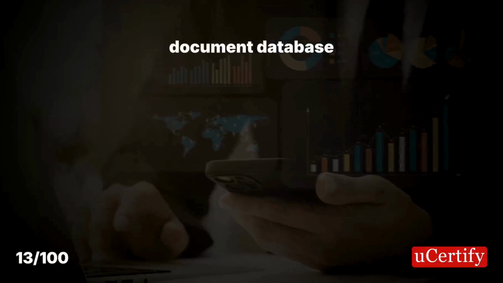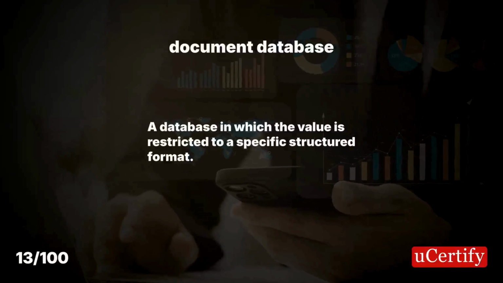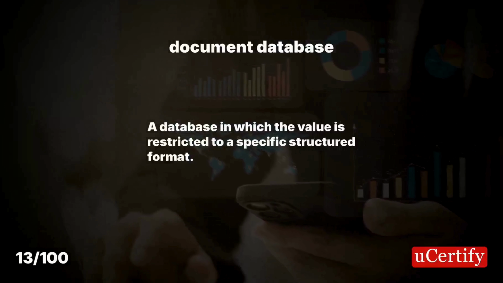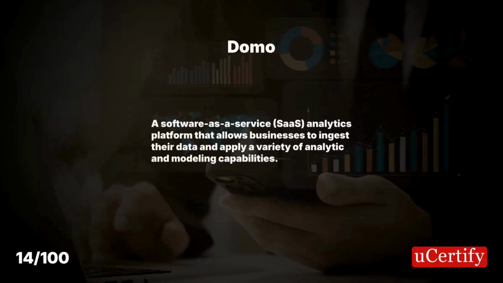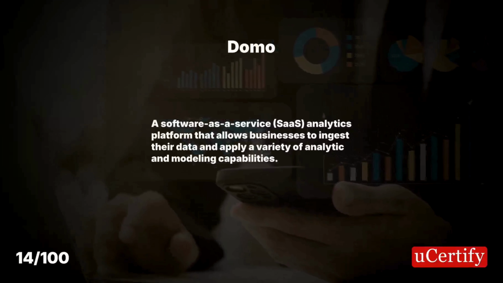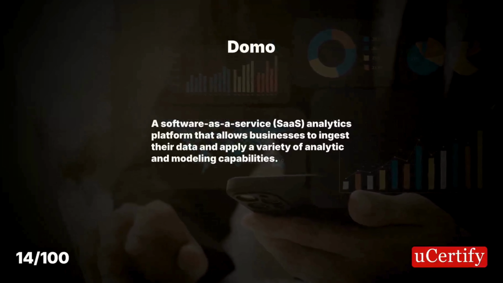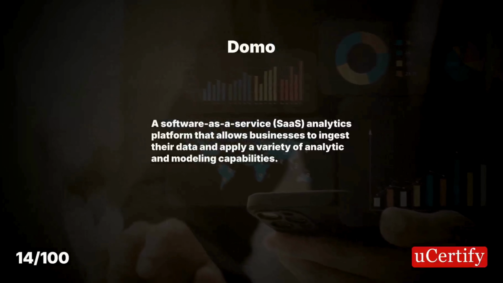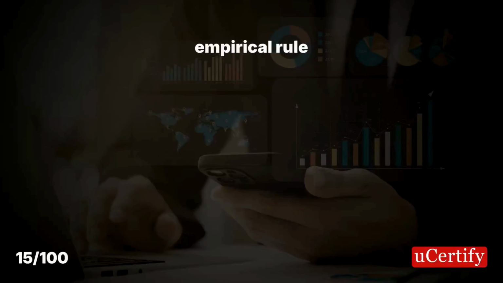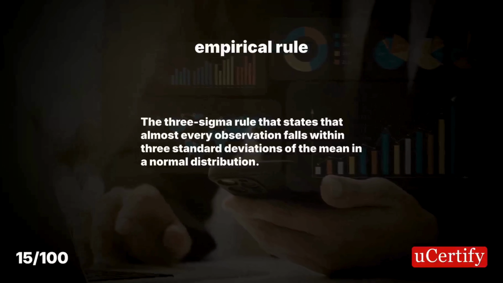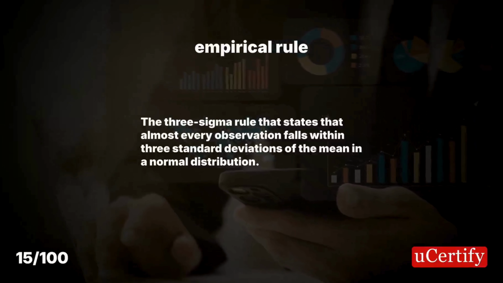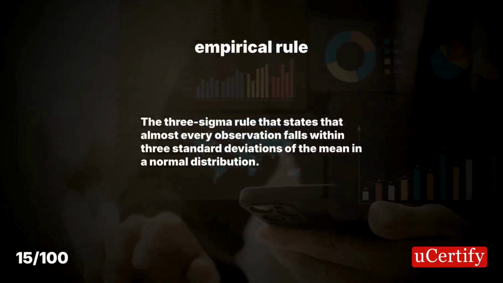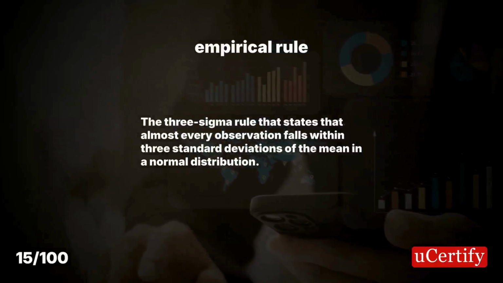Term: document database. Definition: a database in which the value is restricted to a specific structured format. Term: DOMO. Definition: a software as a service, SaaS, analytics platform that allows businesses to ingest their data and apply a variety of analytic and modeling capabilities. Term: empirical rule. Definition: the 3 sigma rule that states that almost every observation falls within 3 standard deviations of the mean in a normal distribution.